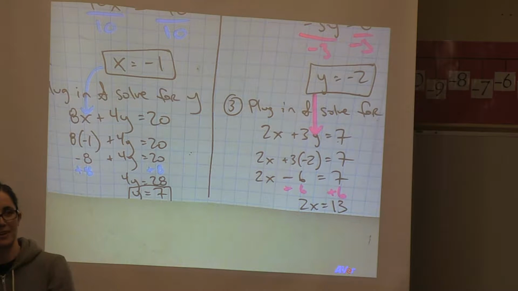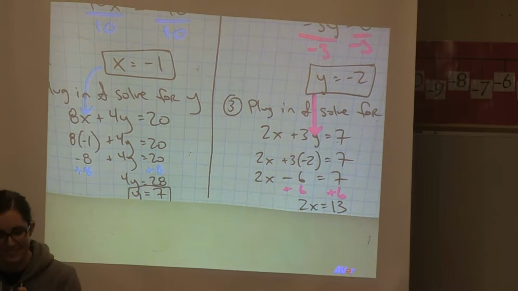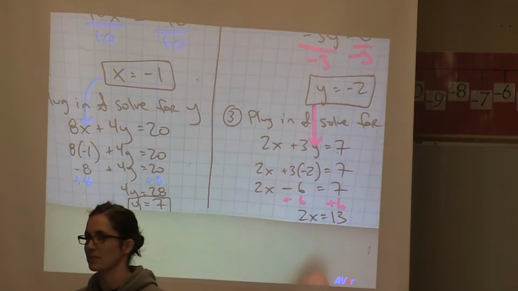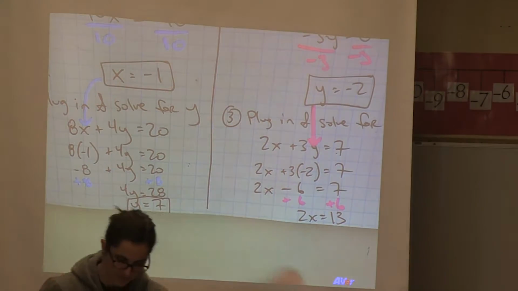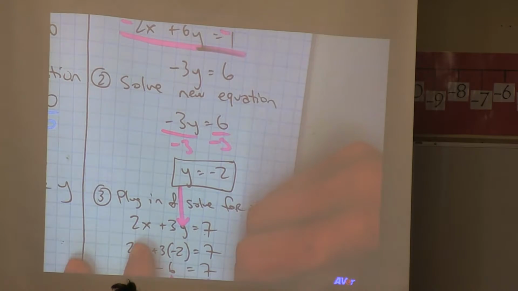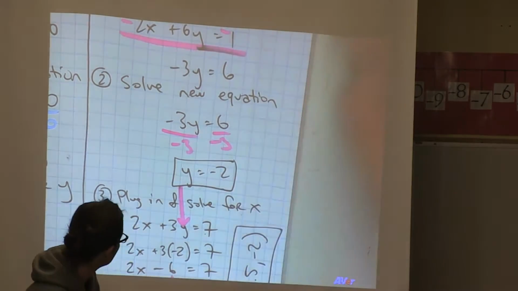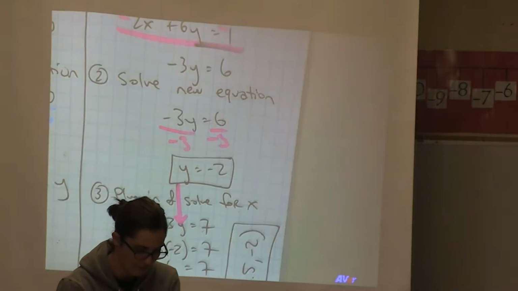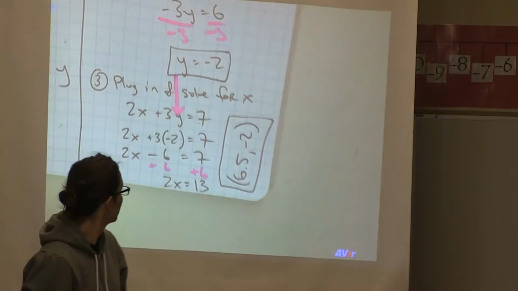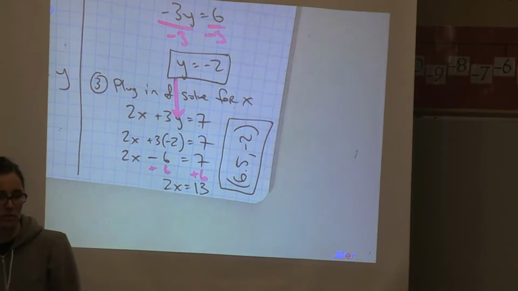Wait, weren't you guys arguing about it? Alright, so then what's my answer? 1x equals 6.5. So make sure you write your answer as an ordered pair to be good practice. 6.5, negative 2. Okay.